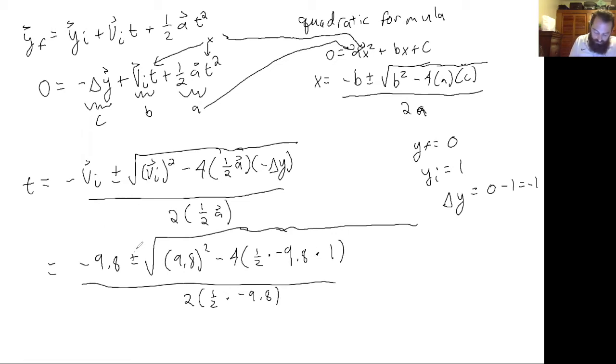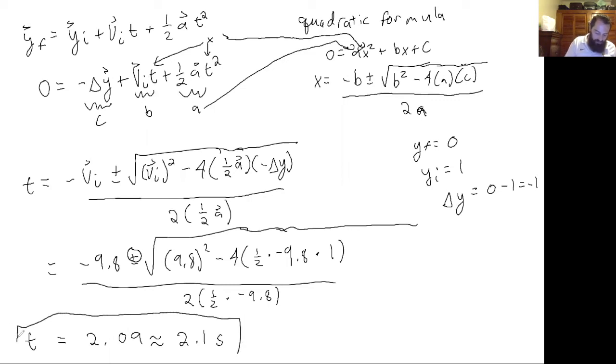So now we're dealing with something that's happening in the future. So I'm going to pick the positive root for this quadratic term. And when you plug this mess into your calculator, you get 2.09 something, which I'm just going to approximate as 2.1 seconds. Okay, so that's how you would solve this using the quadratic formula.